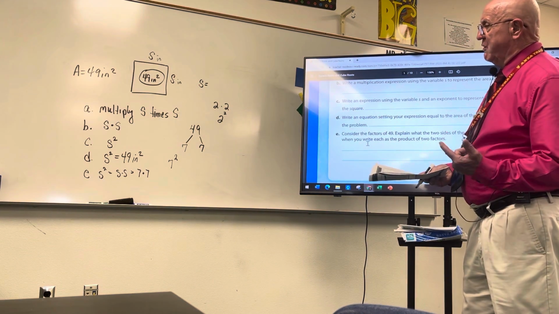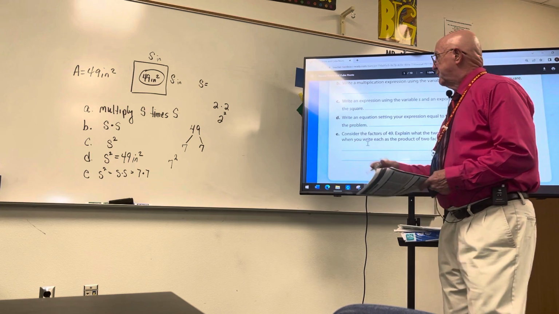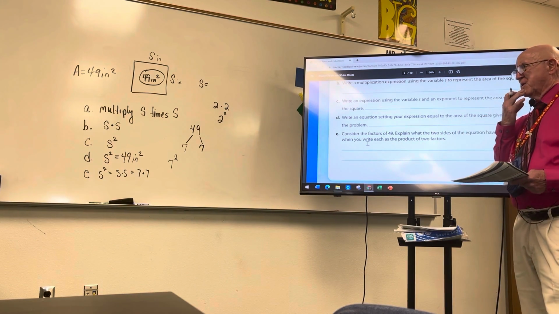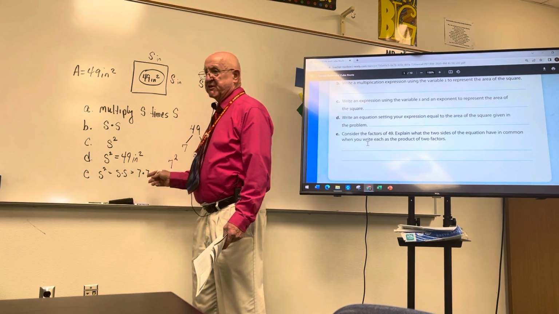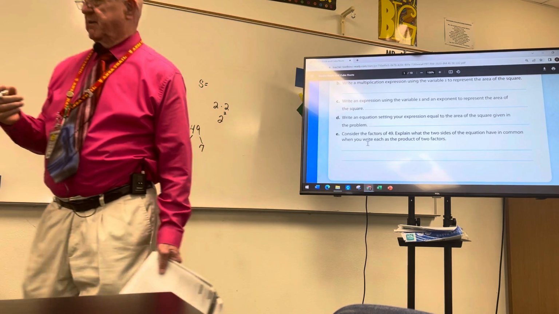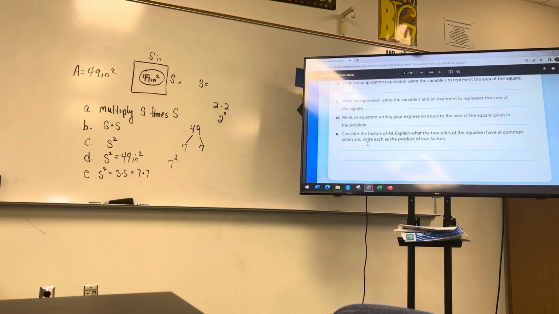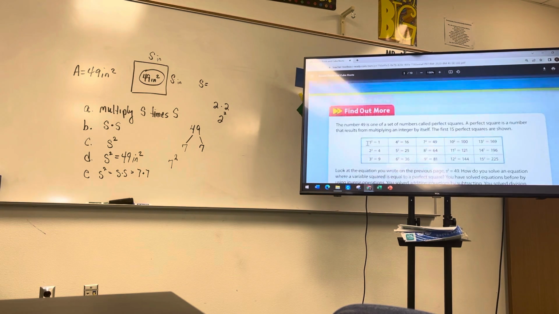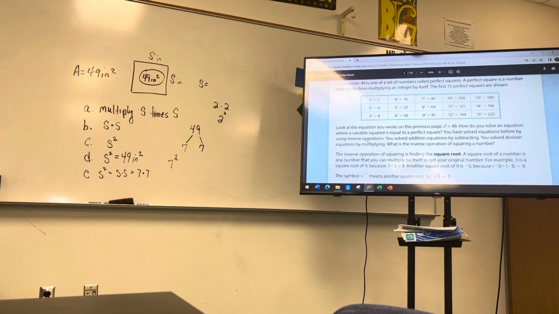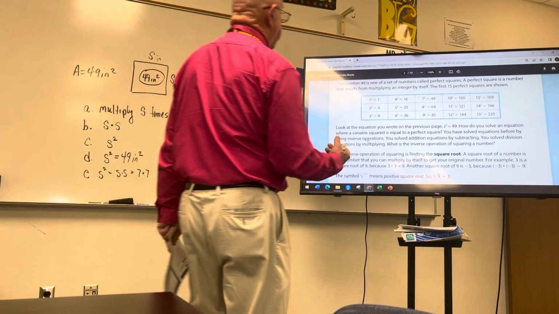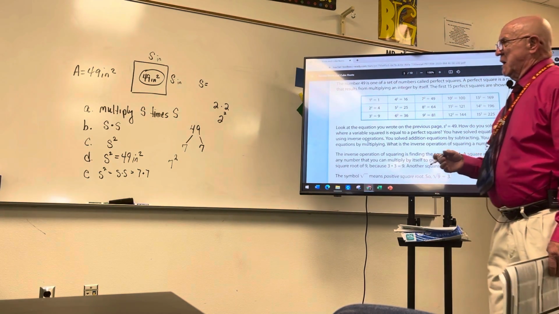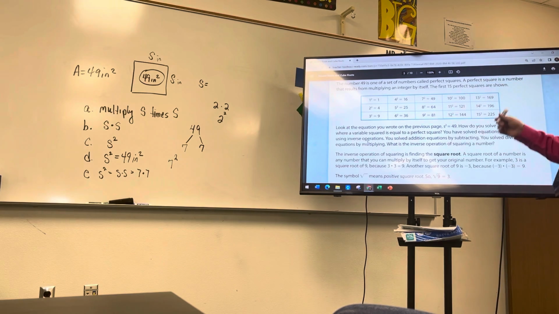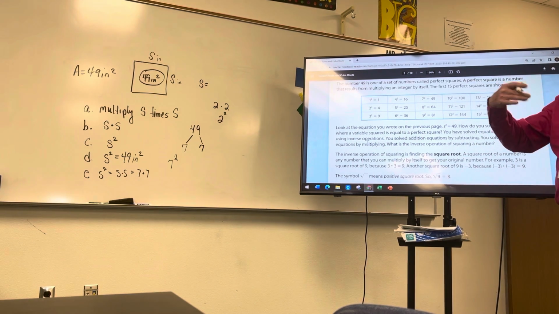So now what we're going to do is go to the back page, the next page, and find out what we mean when we say S times S and 7 times 7, right? So this find out more section: 49 is one of a set of numbers called perfect squares. A perfect square, by definition, is a number that results from multiplying an integer by itself.